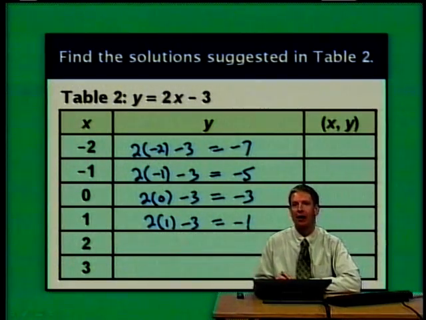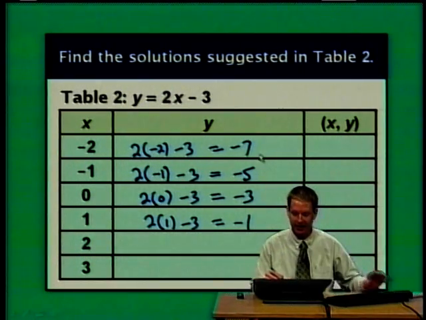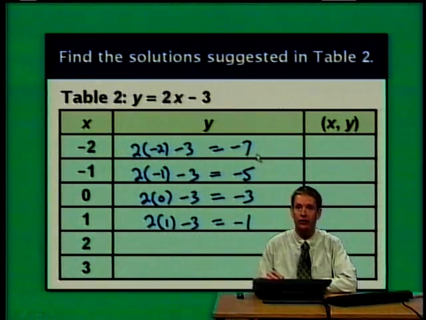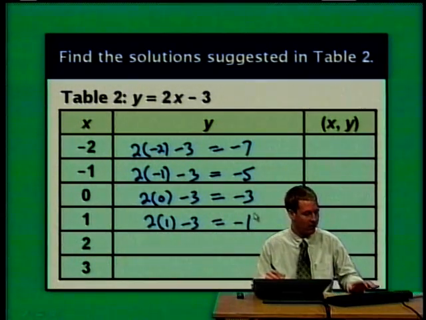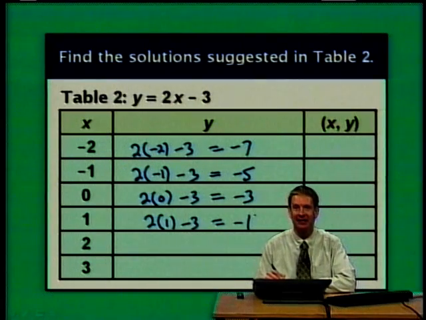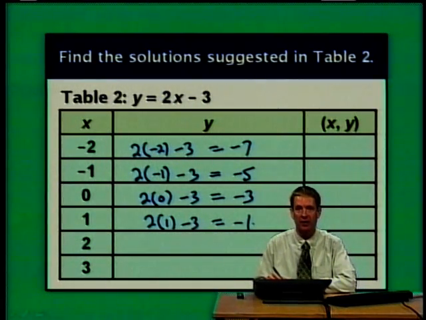I think I'm going to pause and pick up on this pattern idea. Let's see if there's any sort of pattern emerging in the y column. It looks to me like there is. If I take negative 7 and I add 2, I get negative 5. If I take negative 5 and I add 2, I get negative 3. If I take negative 3 and I add 2, I get negative 1. I bet you the next two numbers in my y column are going to be negative 1 plus 2, which is positive 1, and 1 plus 2, which is 3.